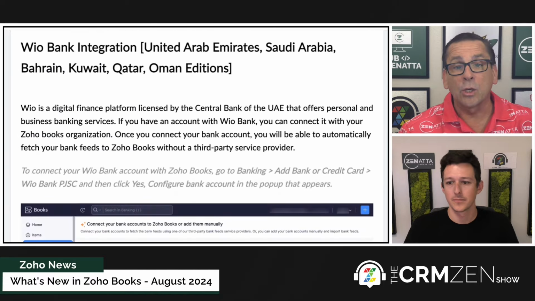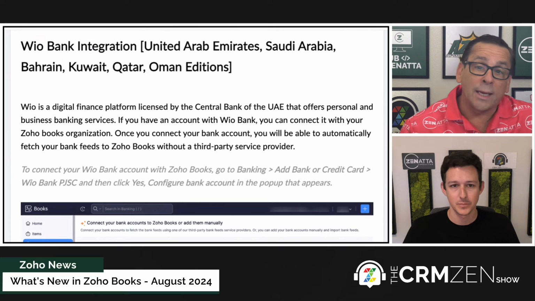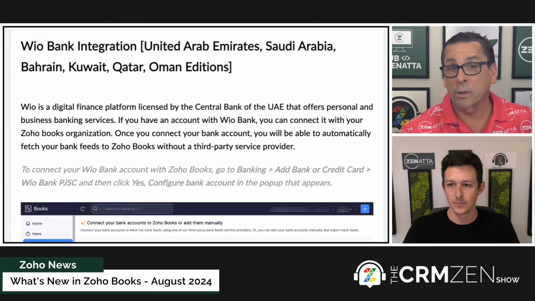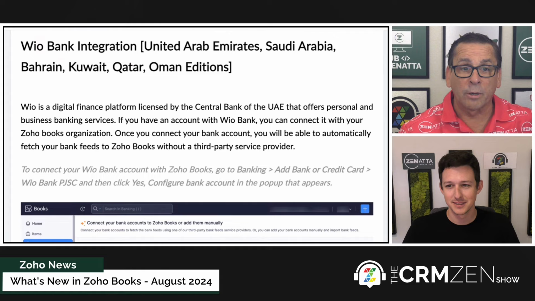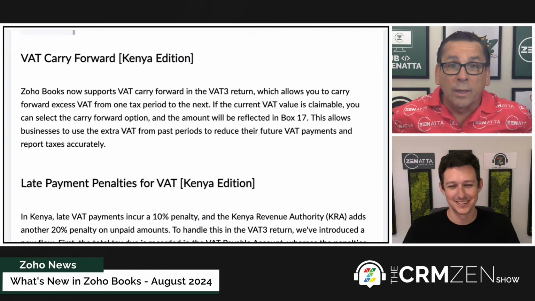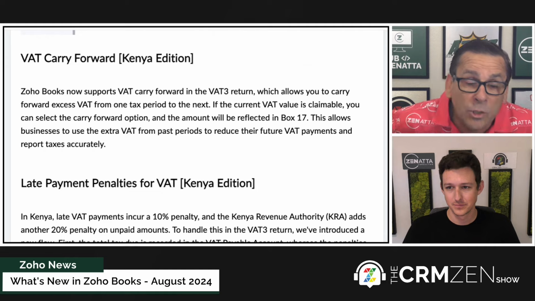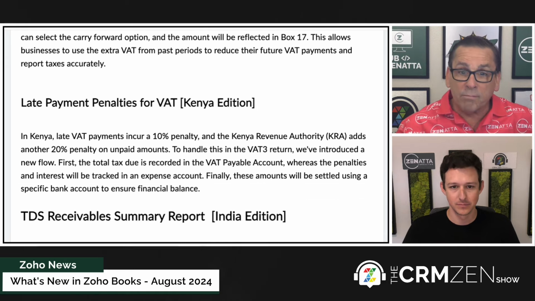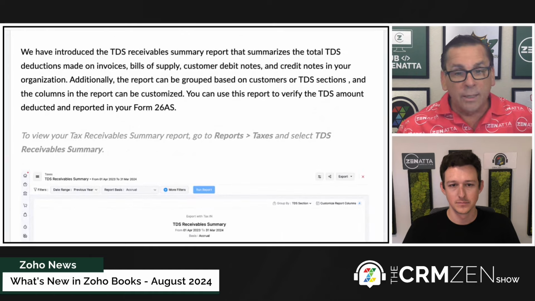And in the UAE edition, you've now got WIO integration. That's WIO. I think I pronounced that right? No idea. Sounds Australian. Anyway, you got that. And then also in the Kenya edition, big month for the Kenya edition, you got the VAT carry forward. And you've got late payment penalties in the Kenya edition, more Indian edition stuff.